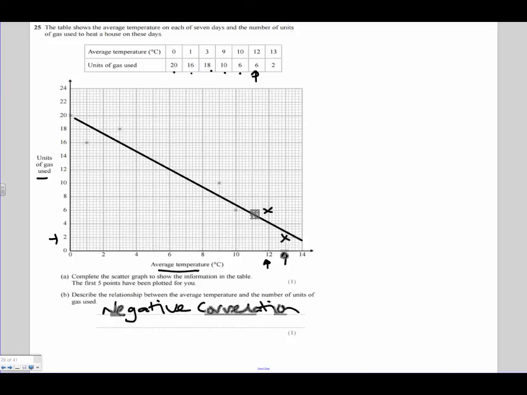If you don't use these exact words, you can describe it as: the hotter the day, the less gas is used. That's saying the same thing, but not using the keywords of negative correlation. And you would get the marks for that as well.